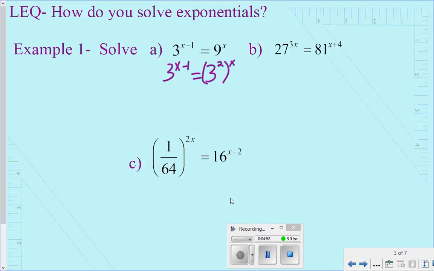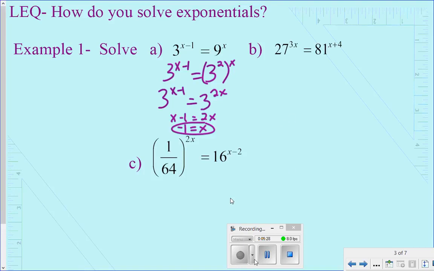So I didn't change the problem, I just changed the way it looks. So 3 to the x minus 1 is equal to, and here we have something to a power. We know the rule says we multiply. So that's 3 to the 2x power. So now I can set the exponents equal and solve, which is going to give me -1 is equal to x. Remember, if you want to check that, you can substitute it into the original and you should get a true statement. So B is similar to A.